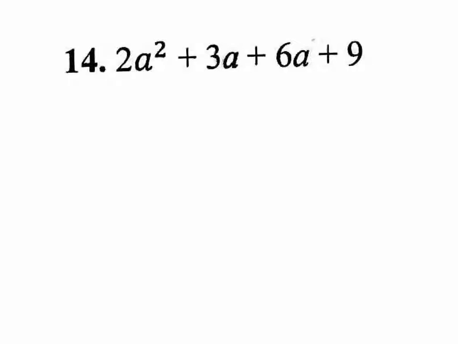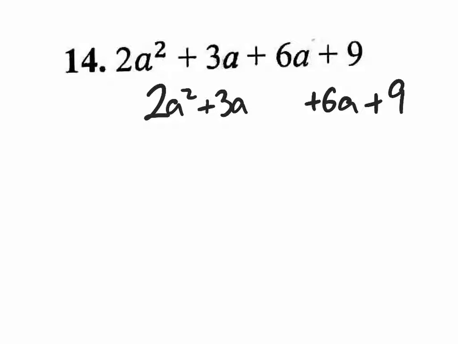Factoring by grouping, step 1 is to make two groups. 2a squared plus 3a, plus 6a plus 9. And then you factor what's in common in the first group. What could you pull out of that first group? Just an a. What could you pull out of the second group? A 3.